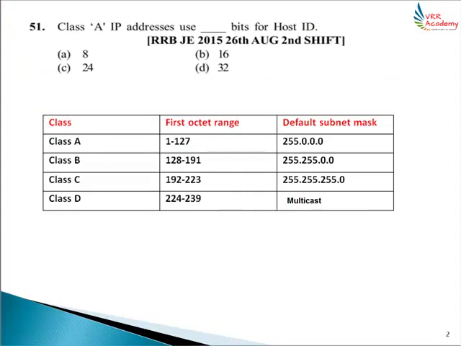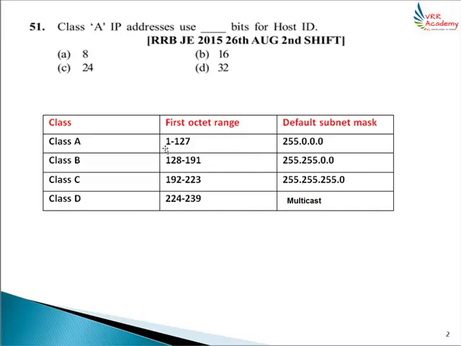Question number 51. Class A IP address uses dash bits for the host ID. So here they are asking about the host ID. In the previous question we saw the network ID, but in this case we have to find the host ID. You can find it by using the subnet mask. The default subnet mask is given here.